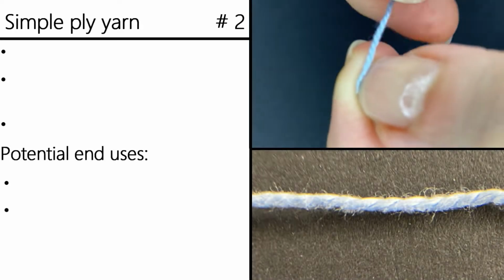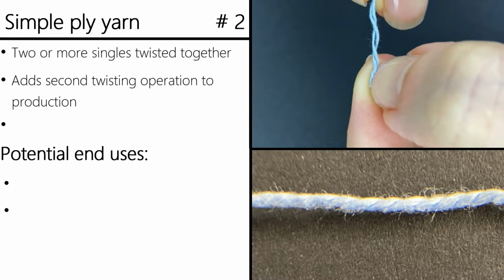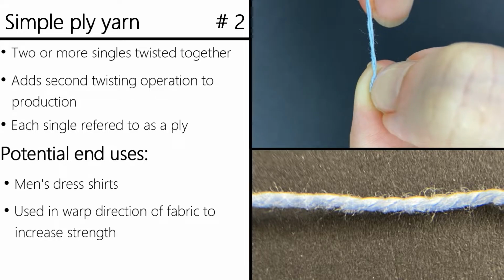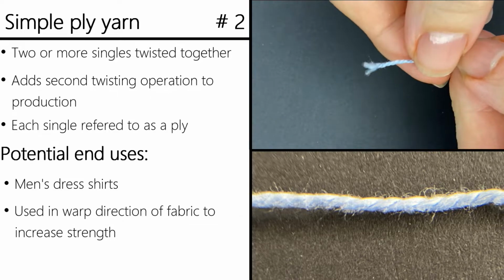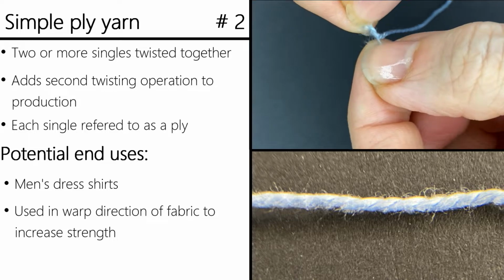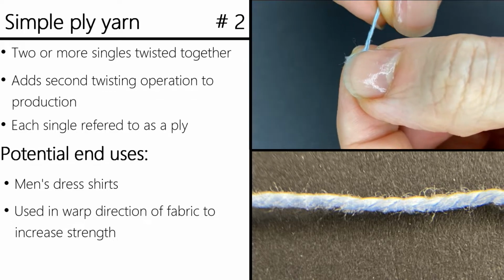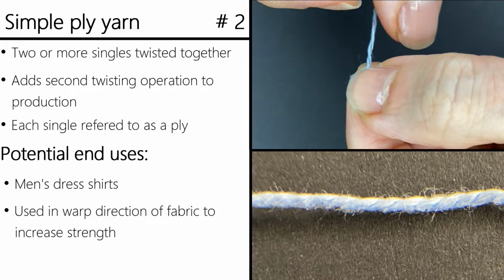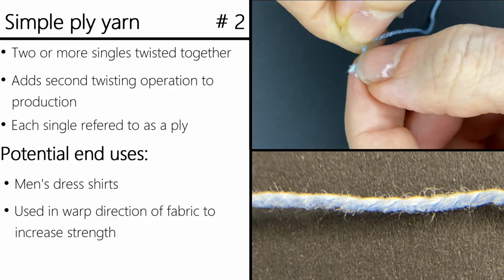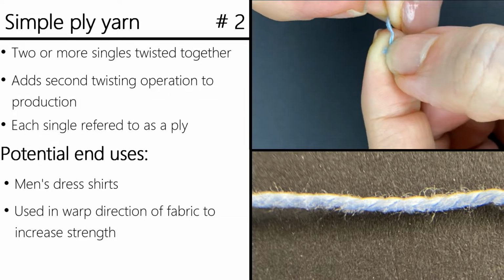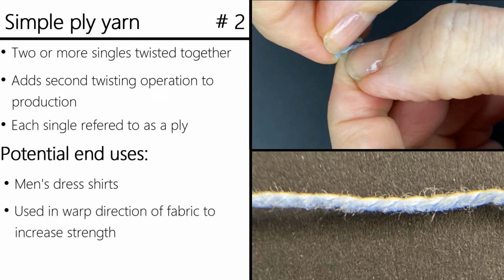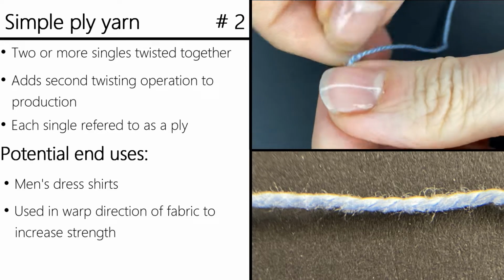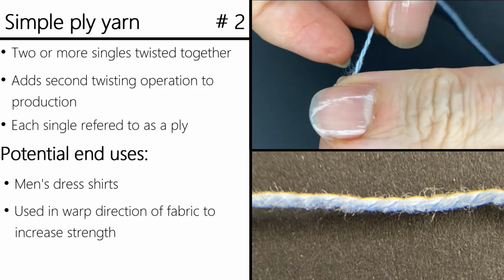The second sample in your packet is a simple ply yarn, which is made by twisting together 2 or more simple single yarns. So making ply yarns introduces a second twisting operation. The sample from your packet is made from 2 simple singles, which in this context are called plies, making this a 2-ply yarn. The simple ply is a very common and popular yarn, and it can be found in men's dress shirts, in knits, and in interior textiles. In woven fabrics, ply yarns are sometimes used in the warp direction to increase strength.